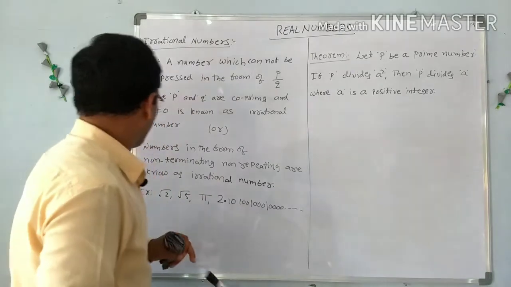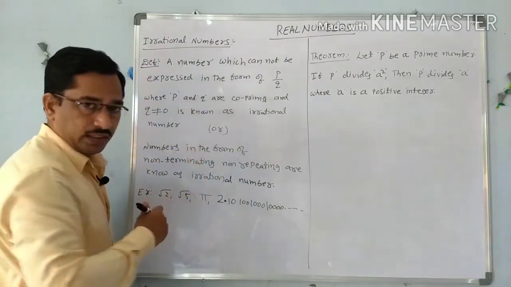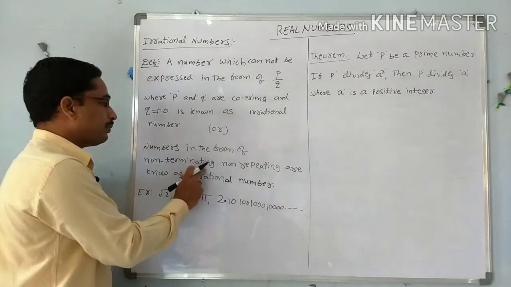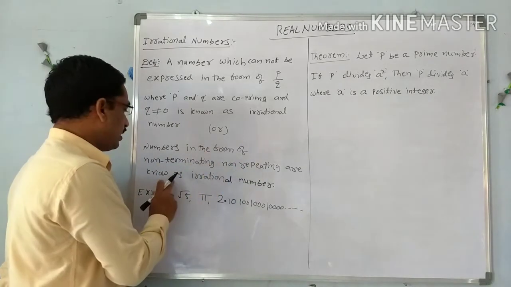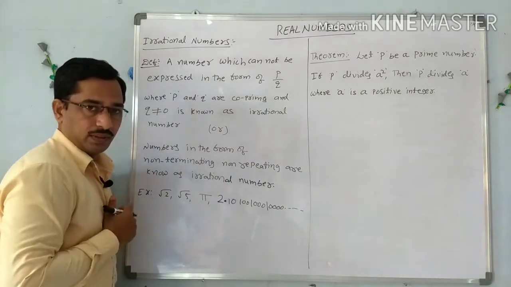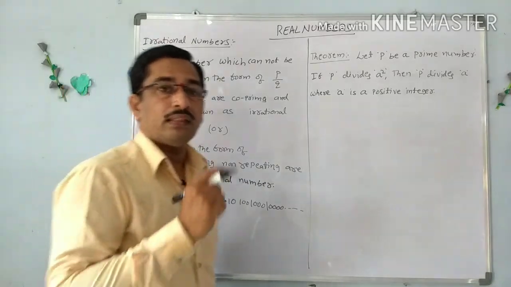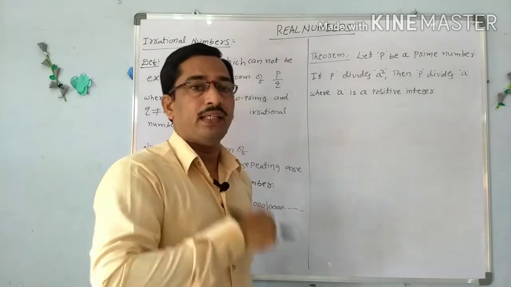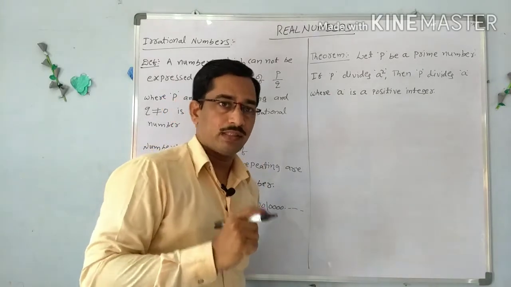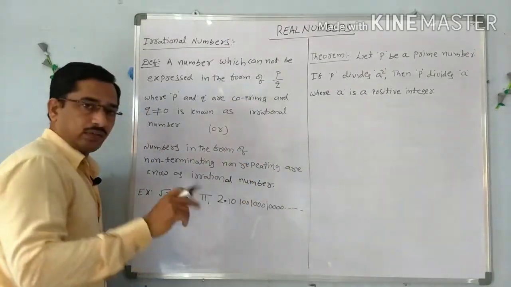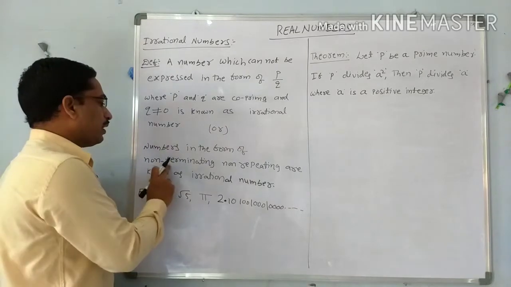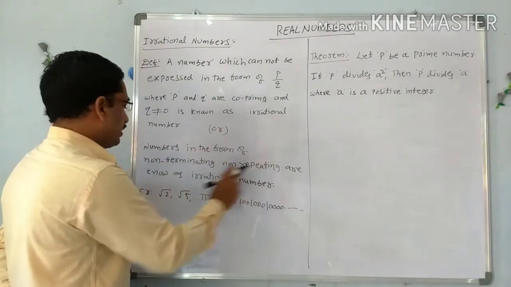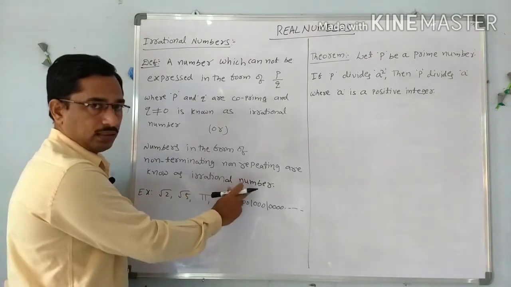One more definition of irrational numbers: a number in the form of non-terminating, non-repeating decimals is known as an irrational number. By the rational number definition, terminating decimals and non-terminating, repeating decimals are known as rational numbers. But the irrational is quite opposite to the rational. Non-terminating, meaning neither terminating nor repeating, decimals are known as irrational numbers.